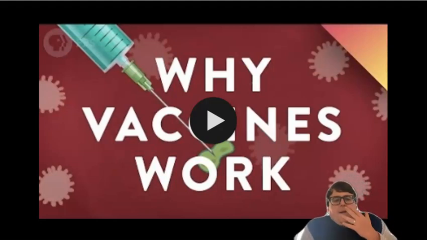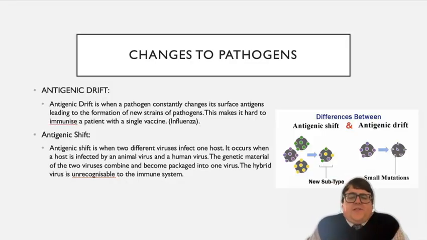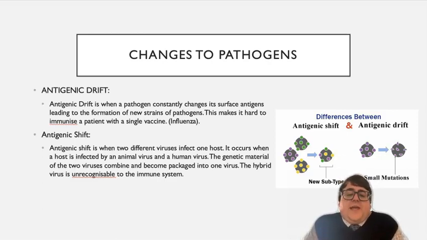Pushing that a little bit further, why this might not always work for preventing infections is that sometimes pathogens change. And they change because of something known as antigenic drift or antigenic shift. So these are sort of adaptations as such. Antigenic drift is essentially when a pathogen constantly changes the antigens on its surface, giving us new strains of pathogens, making it hard to immunize a patient with one vaccine because the strain is constantly changing.